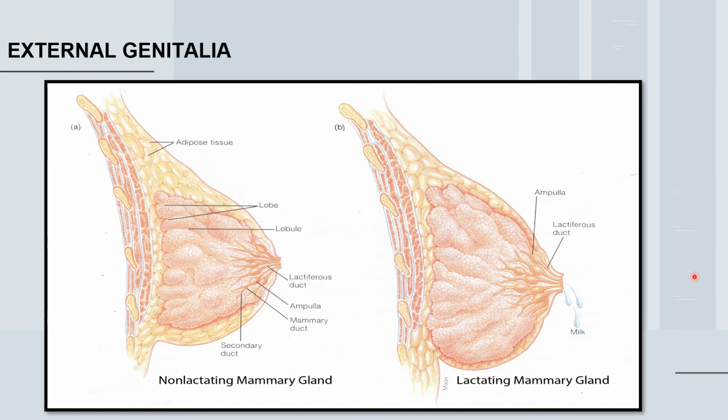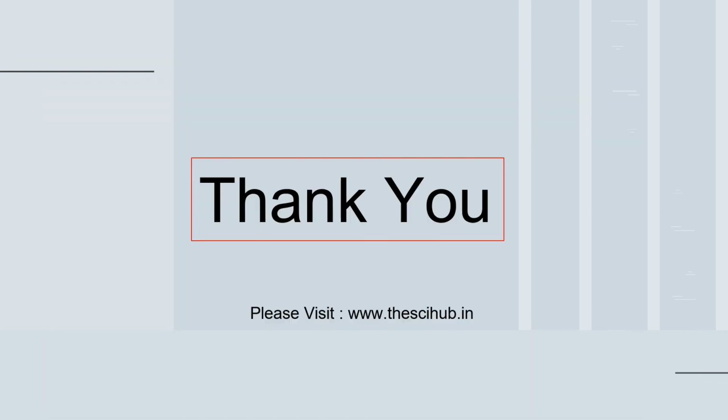So this was all about the different external as well as internal reproductive organs found in the human female reproductive system. We have completed the topic of the human female reproductive system, wherein we studied the different parts of the system along with the functions of those parts. So this is the end of this particular topic.